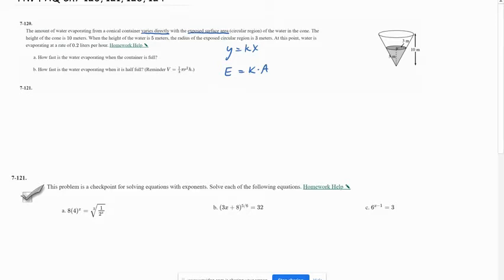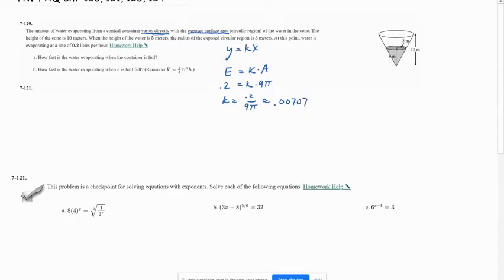And let's see. The height of the cone is 10 meters. When the height of the water is 5 meters, as is shown in the diagram, the radius of the circle is 3. So at this point, the water is evaporating at 0.2. So our evaporation rate is 0.2, some constant times the area. When the radius is 3, the area is going to be 9 pi. So that means K is equal to 0.2 divided by 9 pi, which is about 0.00707.